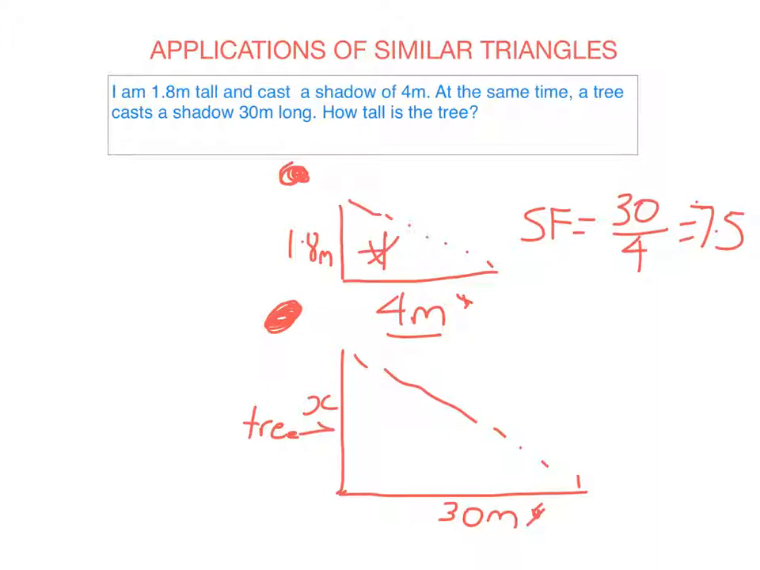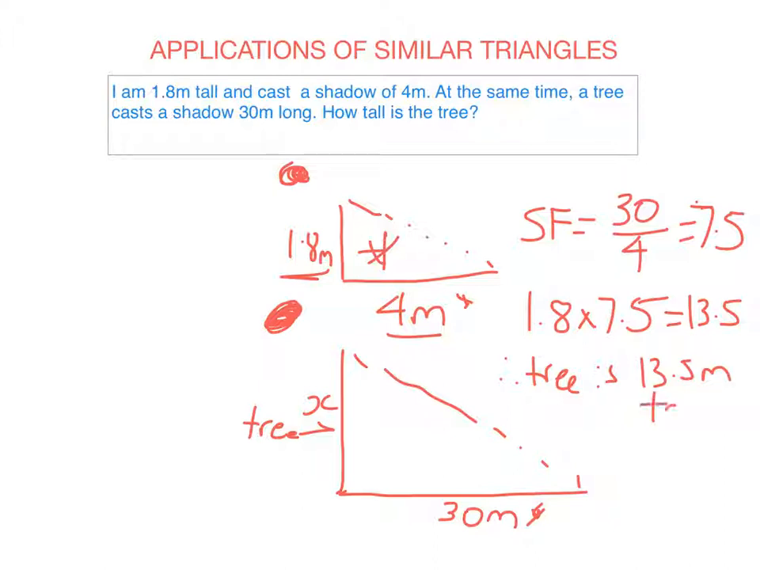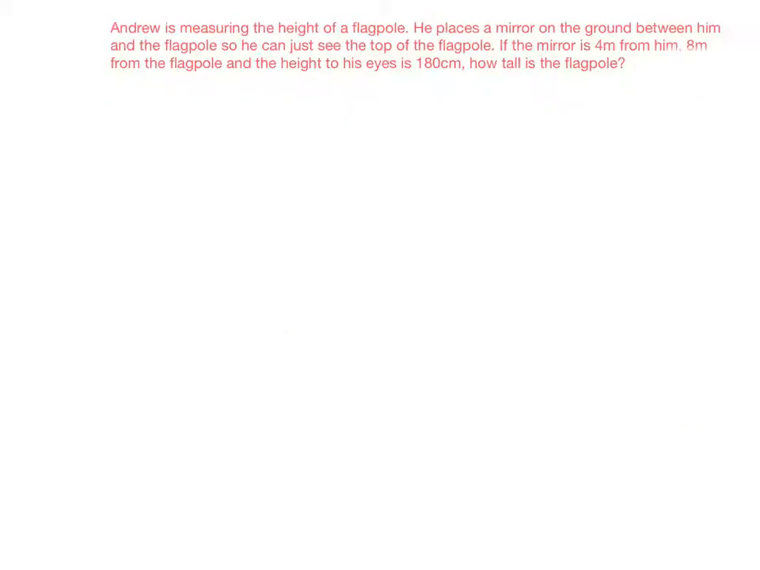So to get X, I need to multiply 1.8 by 7.5. And that just gives me 13.5, so I've figured out that the tree must be 13.5 meters tall. So the tree is 13.5 meters tall, and I figured that out using just similar triangles. Okay, so I'm going to do one more example. Please pause and copy this down if you need it.